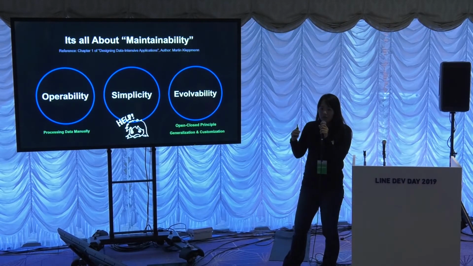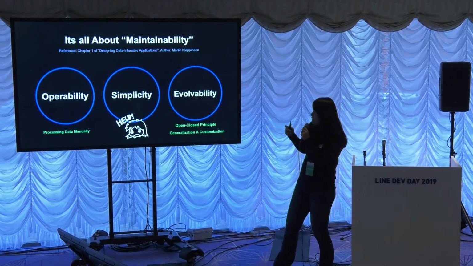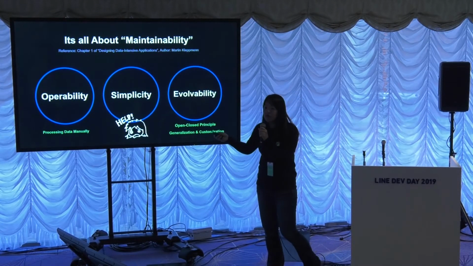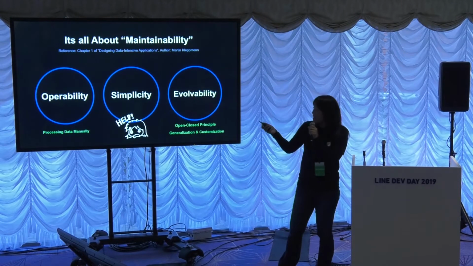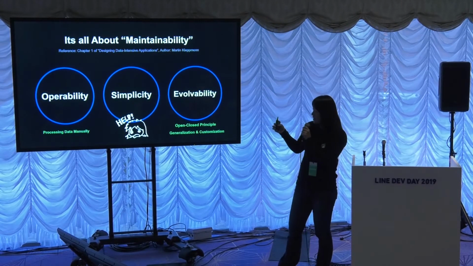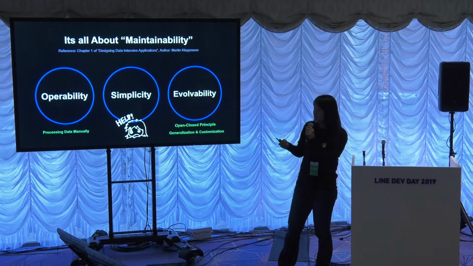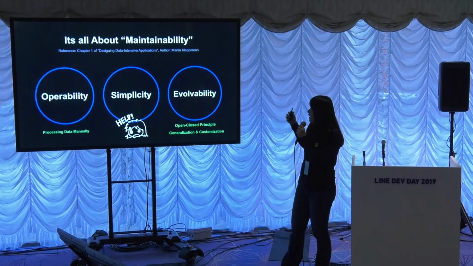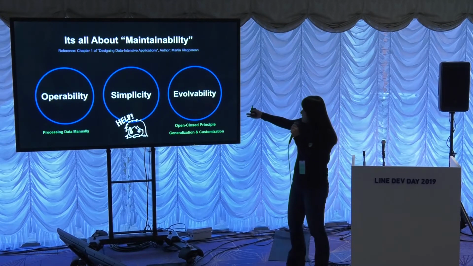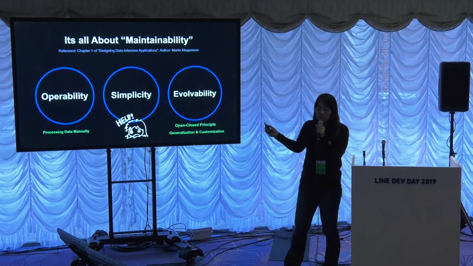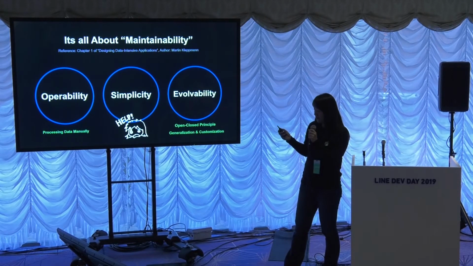Map these to the top 3 rules. Operability takes care of processing data manually, and simplicity is for cooperation, because we have a small developer group, so we need to be able to back up each other. And the right one, evolvability, covers both the open-closed principle and generalization and customization.